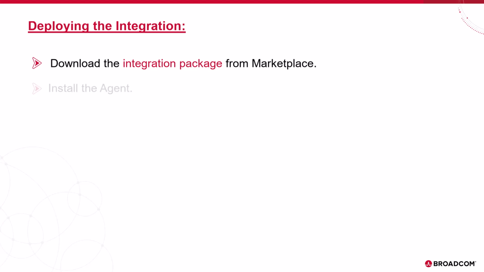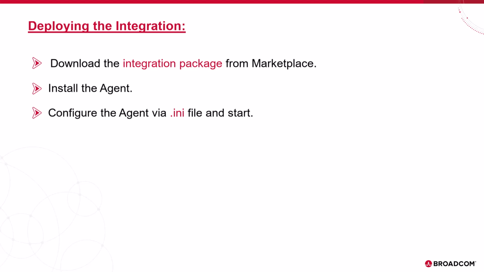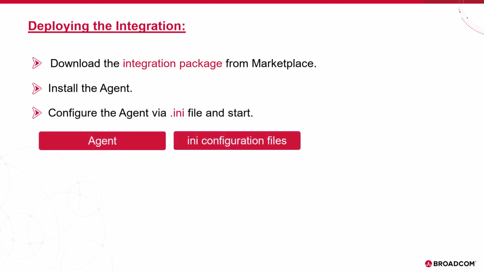The procedure to deploy the SAP S/4 HANA Application Jobs integration is as follows. First, we download the integration package from Marketplace. This package contains all the necessary elements. We unzip this package, which produces a directory containing the agent, the INI configuration files, and several other items, like the start command.